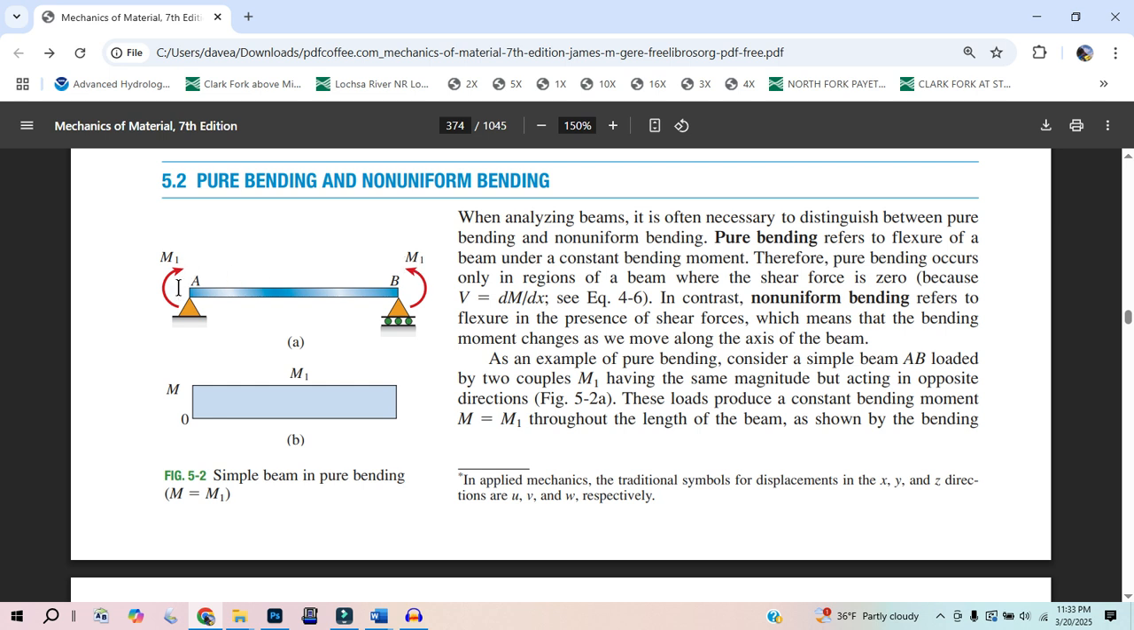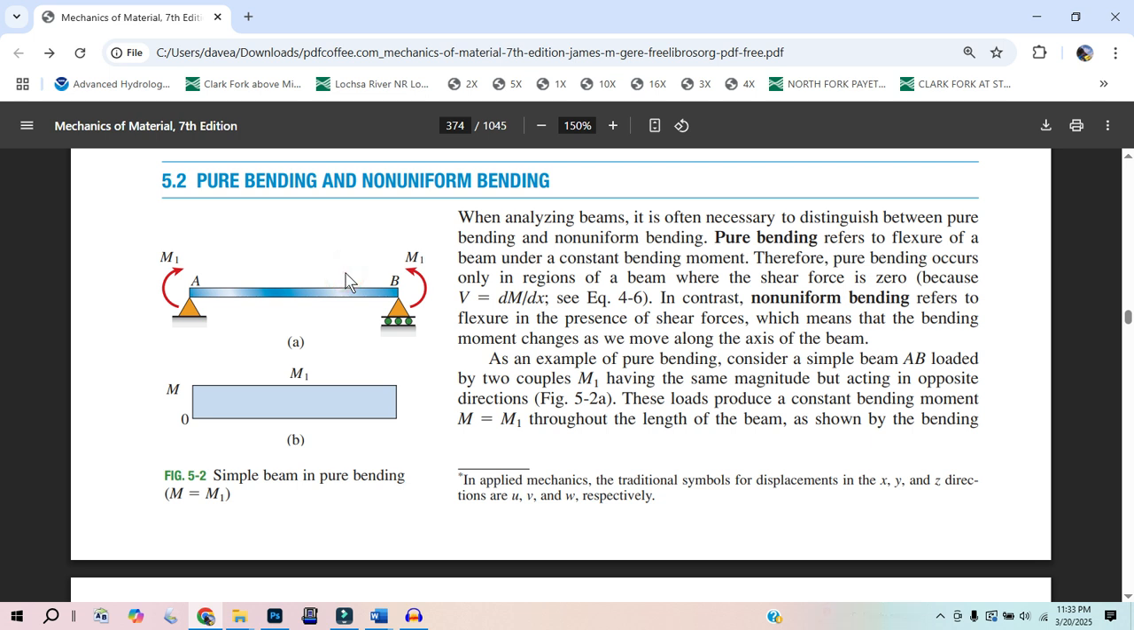So I think it's very useful to go over textbooks because every sentence is very truthful in nature. It's very well thought out, and it has a lot behind it. You know what I mean? Even just one sentence can be like a whole previous chapter. Sweet. All right, so therefore pure bending occurs only in regions of a beam where the shear force is zero.